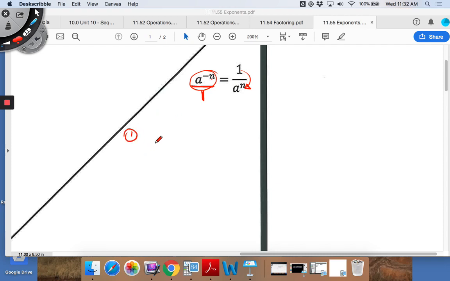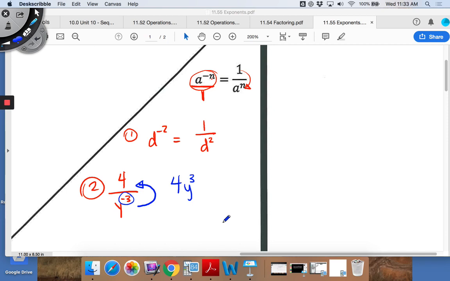So first example for this, if I had d to the negative 2, we would rewrite that as 1 over d squared. But second example, if I have something like 4 over y to the negative 3rd, you'll notice on this one, the negative exponent is already in the denominator. So it would flip and get to go up on the top. So it would become 4y to the 3rd.